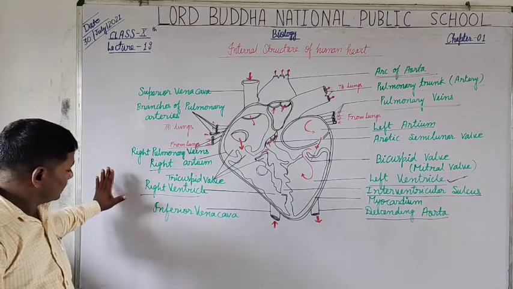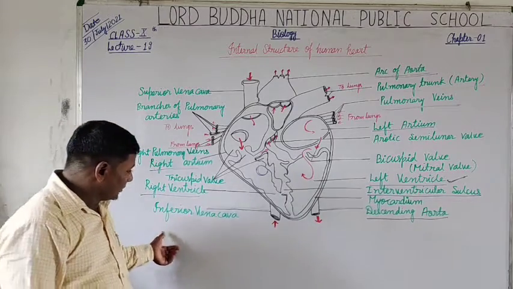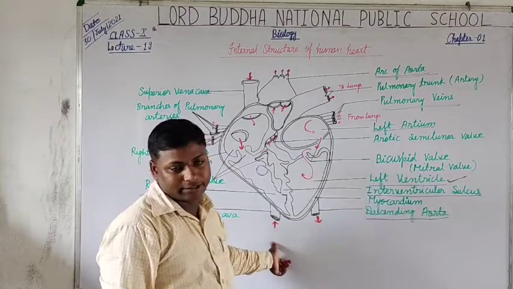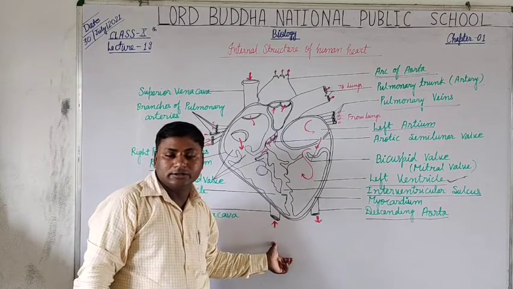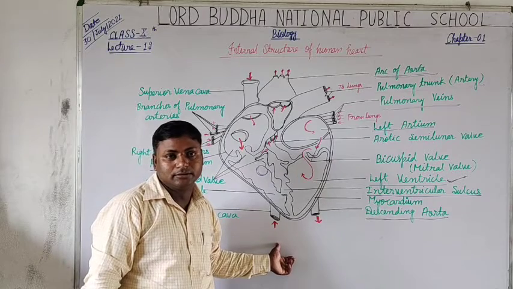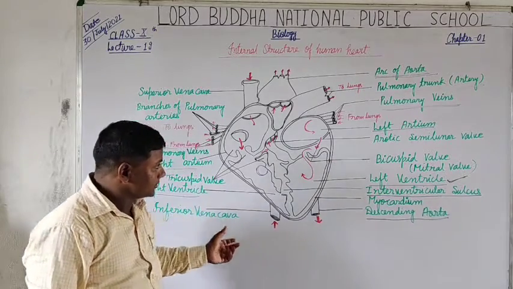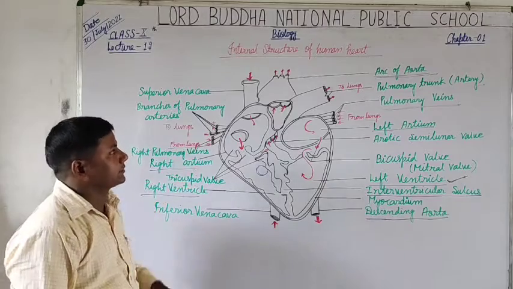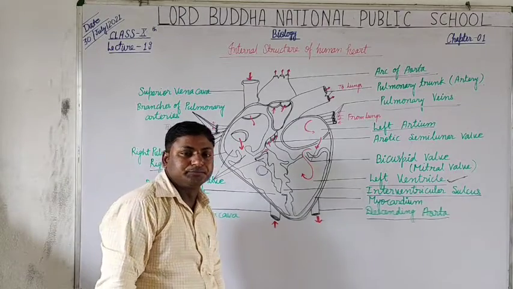Is that clear? And this is the inferior vena cava. It also helps in receiving the deoxygenated blood from the lower half of the body. Thus students, this is about the internal structure of the human heart.